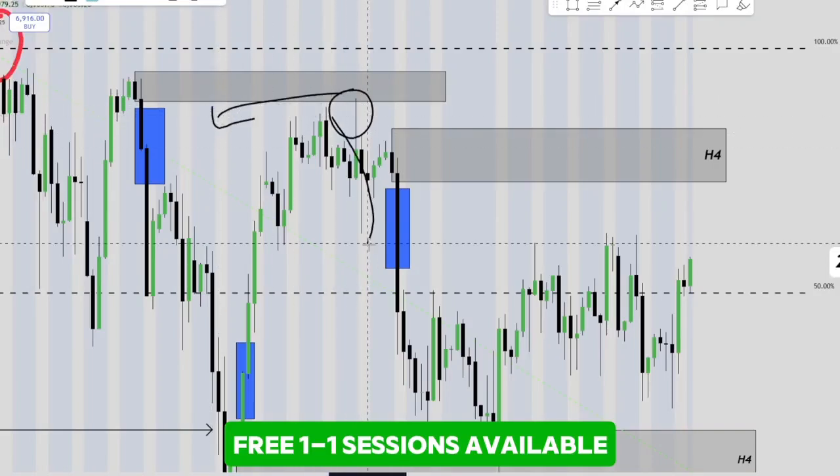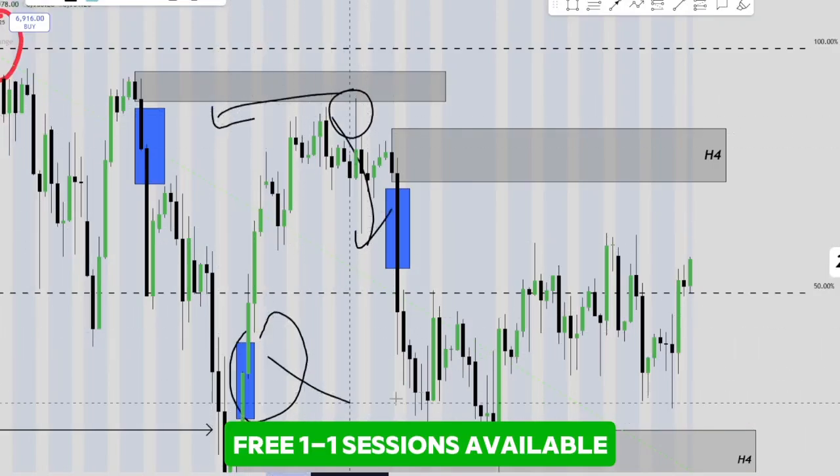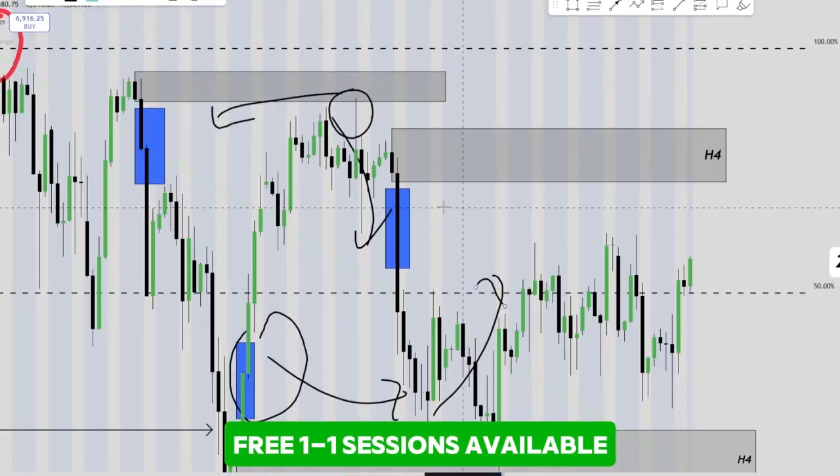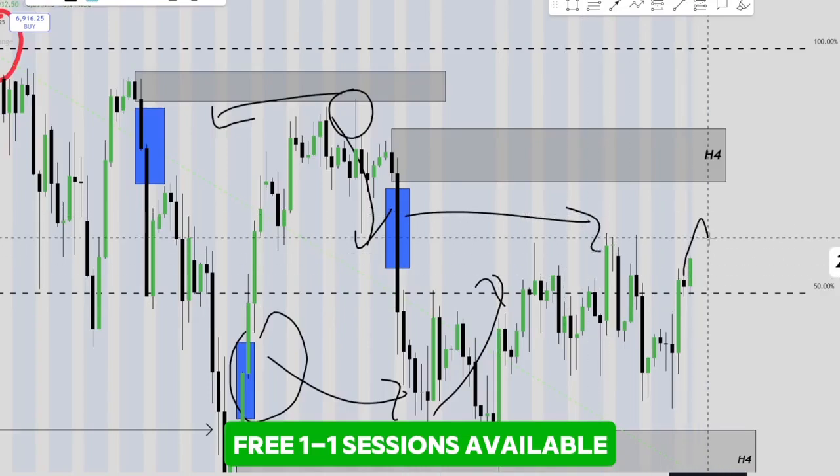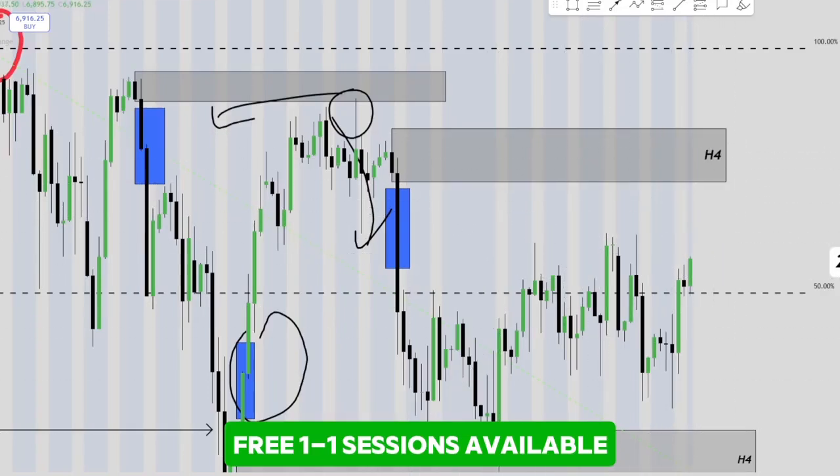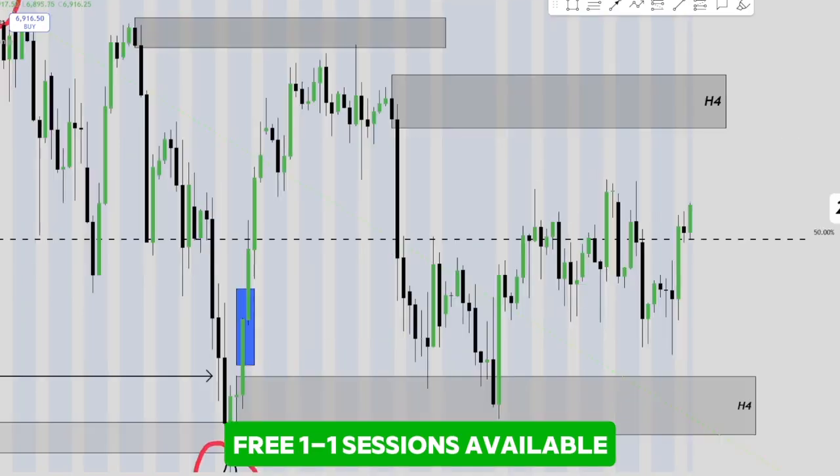Fair value gaps before dropping, right? Or it fills fair value gaps before rising. So now that we do expect this fair value gap to be hit at some point, this is how I use the higher time frames to piece together my analysis. So this is the order that I use.